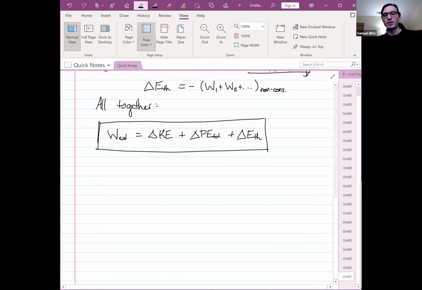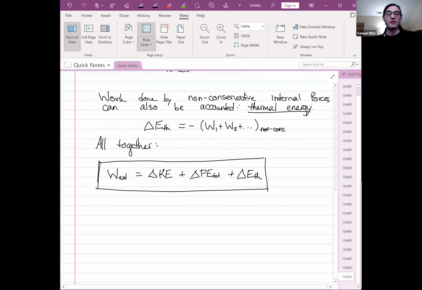And the reason why we break it up this way is because if you know the potential energy of a system, it makes the problem very, very easy to analyze. You don't have to do any integrals anymore.